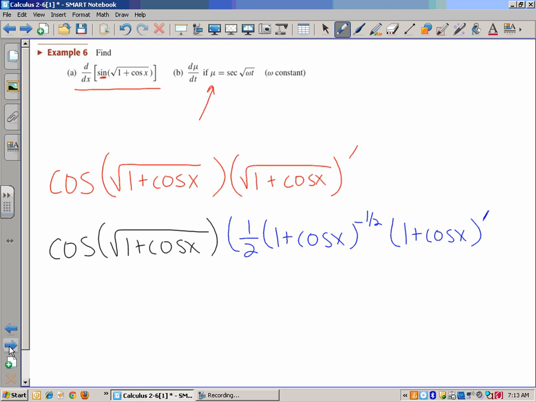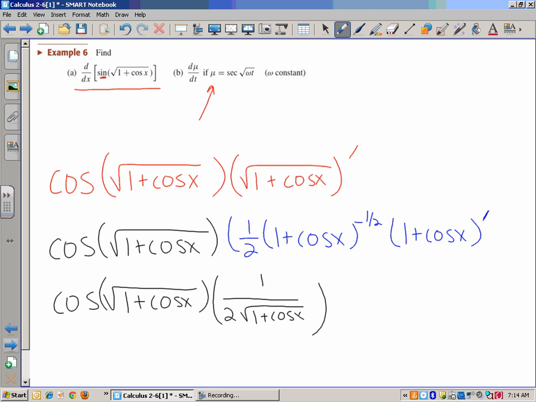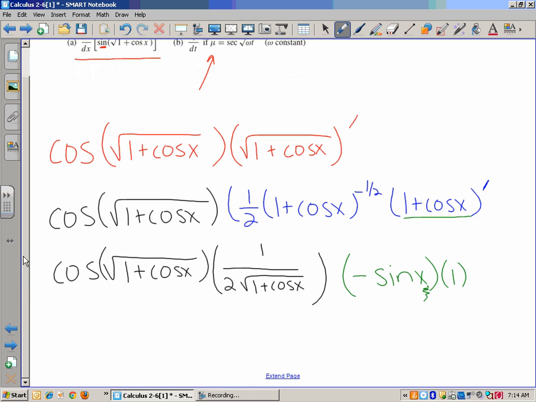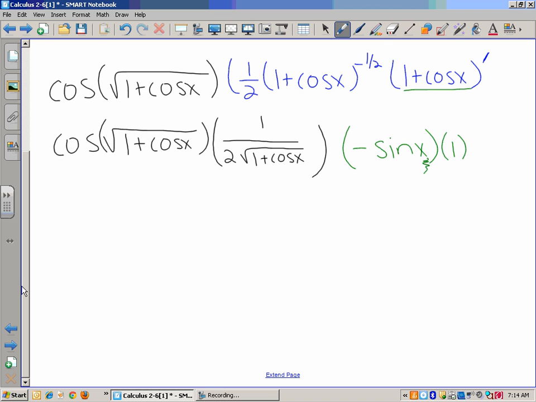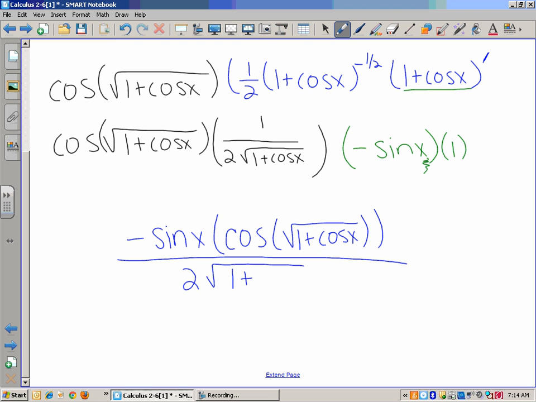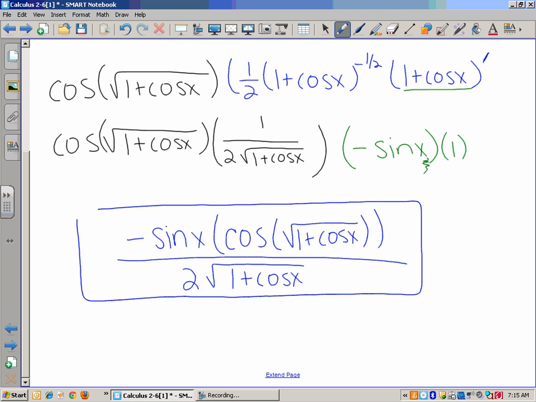So there were 3 pieces now, and I should have 3 pieces when I'm done. So I'm going to bring this down because it doesn't change. Notice my parentheses. This piece is going to become, and now the derivative of this last piece, the derivative of 1 is 0. The derivative of cosine is negative sine x. And what's the derivative of x? The derivative of x is just 1. So I really don't need to write it, but I'm writing it just to show you we have always applied the chain rule. And my final answer is going to be negative sine of x times the cosine of the square root of 1 plus cosine x all over 2 times the square root of 1 plus cosine x. That, my childrens, is my final answer.